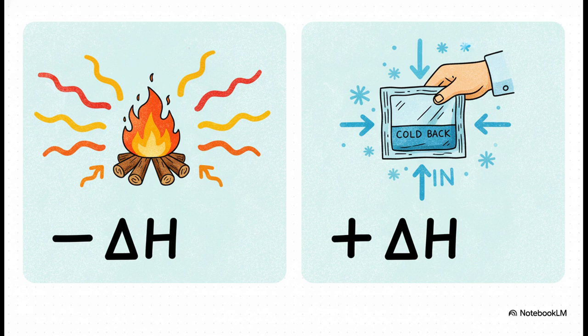On the right, you have endothermic reactions. That's the cold pack. It has to pull heat into the system from its surroundings, which is why your hand feels so cold when you touch it. Its delta H is always positive.